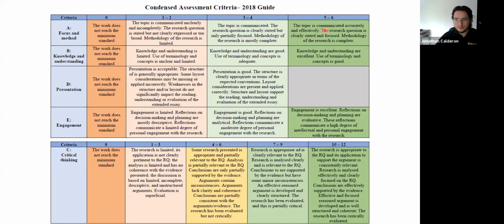So the topic is communicated accurately and effectively. The research question is clearly stated and focused. Methodology of the research is complete, okay? So everything is 100% achieved. This student would get a 6.